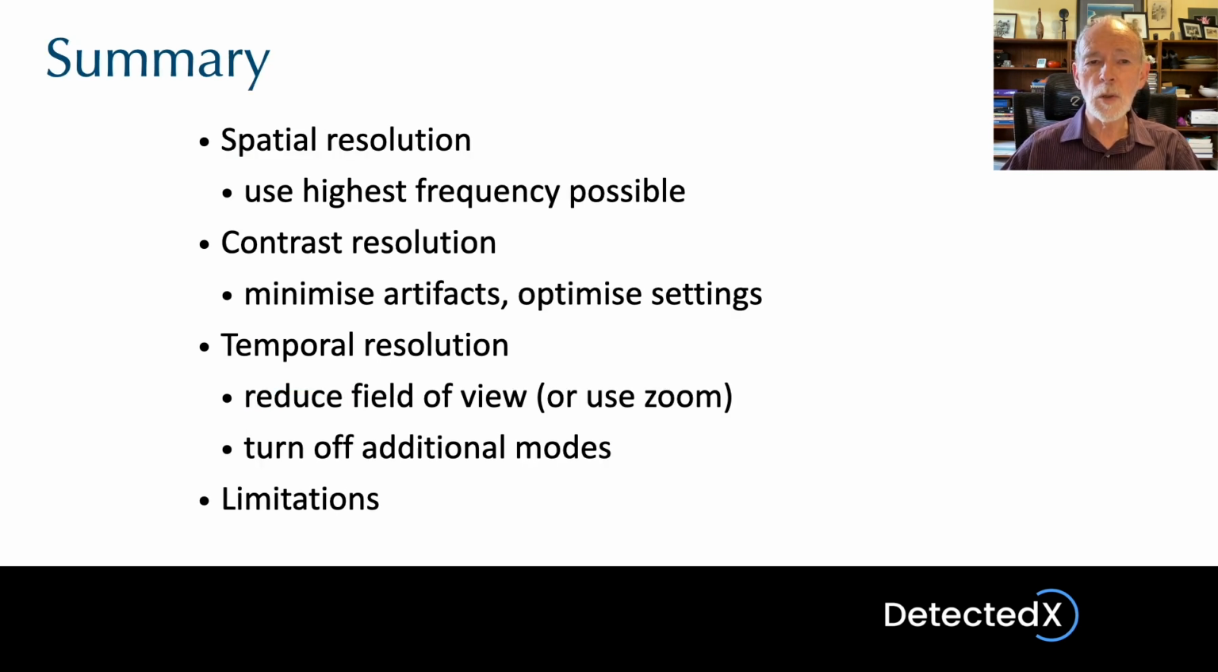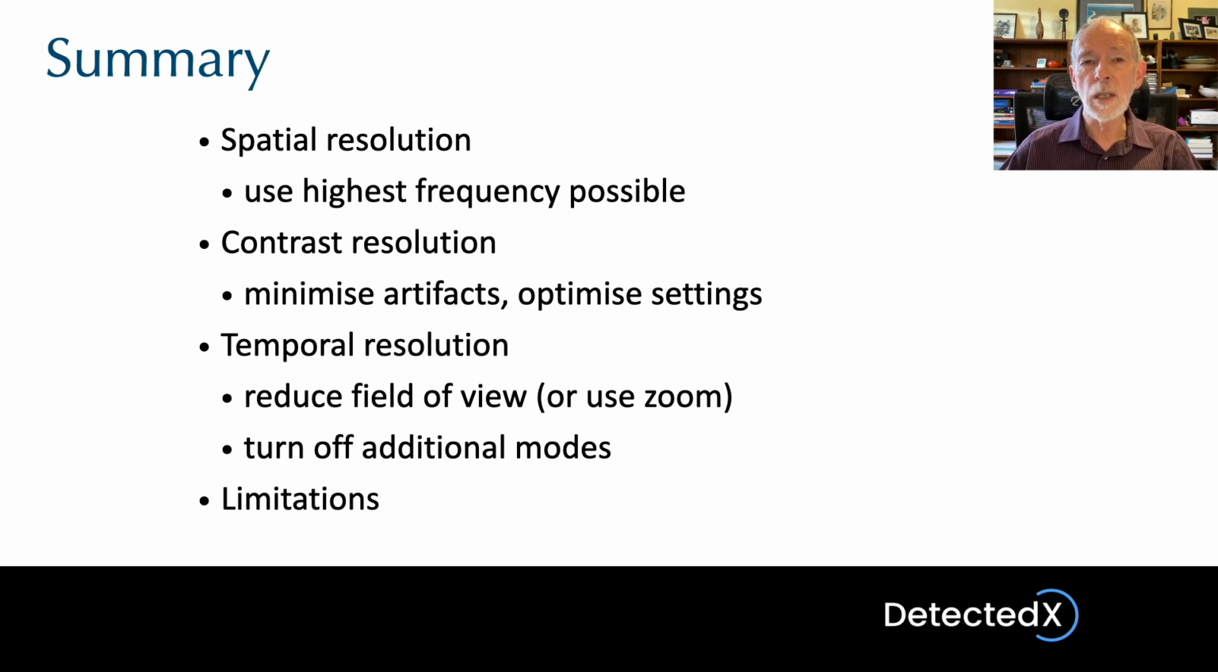So in summary, we've looked at spatial resolution, and we find it's quite simple that the higher the frequency is, the better the resolution will be. We also saw that the axial resolution is better than the lateral, and this means that whenever possible, you will seek to image tissues at 90 degrees. We saw the contrast resolution is optimized by minimizing artifacts and by making sure that your imaging settings and controls are set to the optimum values.